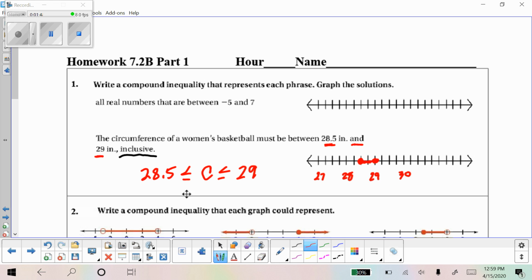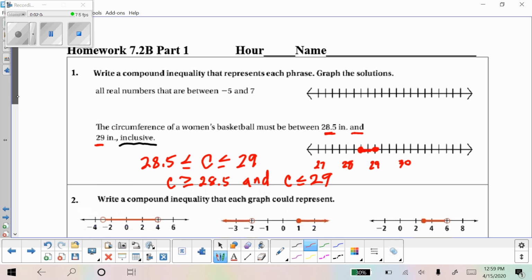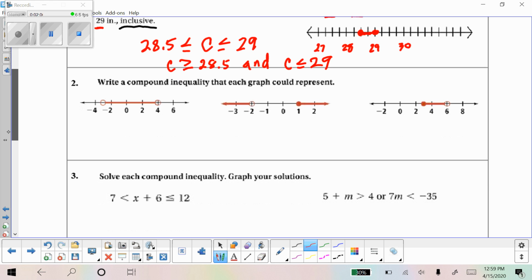Now, you could also separate this into two. You could say C is greater than or equal to 28.5, and C has to be less than or equal to 29. All right. Moving on here.